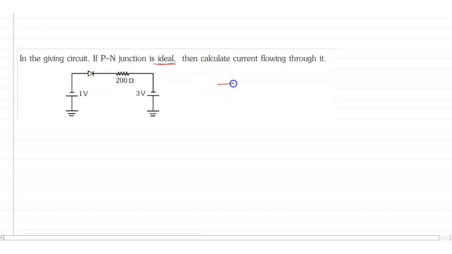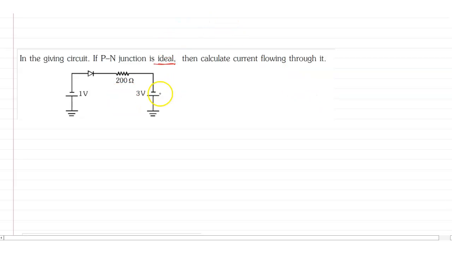Basically, for a normal silicon diode the potential drop is 0.7 volt, and for germanium it is 0.3 volt. But for an ideal diode, the voltage difference is 0. So I have to take the voltage difference across the diode as 0 for an ideal diode.